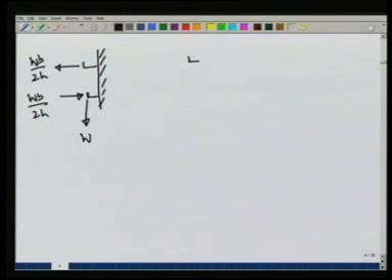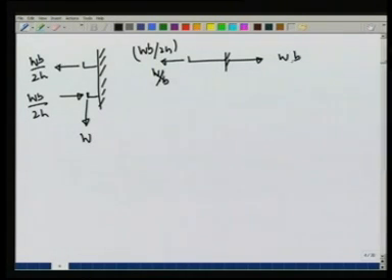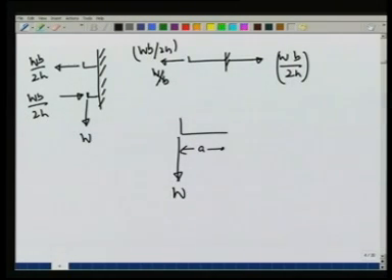So, for the upper support, the only force is this way, W b over 2h. So, the fixed support is capable of providing another force, W b over 2h. It will pull it in with the same force W b over 2h. For the lower support, the situation is slightly more complicated. This distance is a, there is a force W down, there is a force W b over 2h this way.